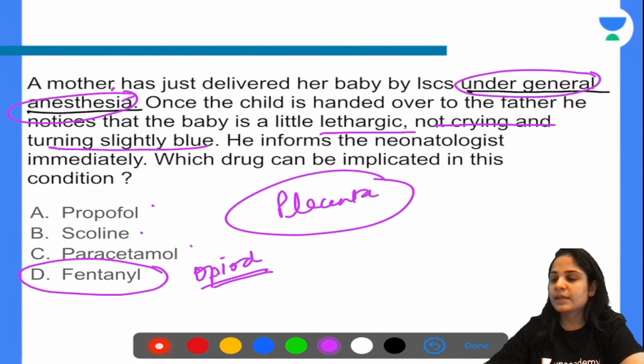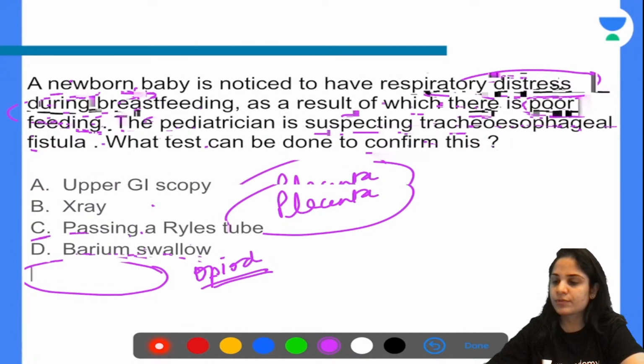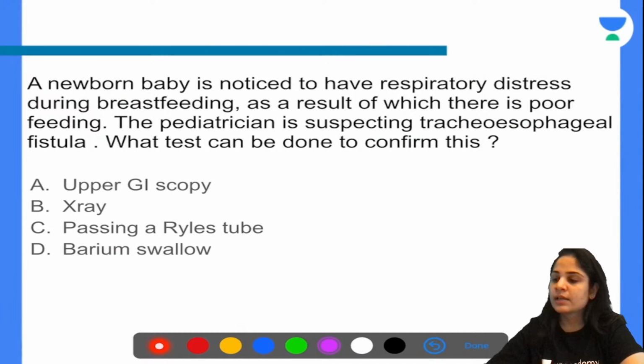A newborn baby is noticed to have respiratory distress during breastfeeding, as a result of which there is poor feeding. The pediatrician is suspecting tracheoesophageal fistula. What test can be done to confirm this? Upper GI scopy, X-ray, passing a Ryle's tube, or barium swallow?